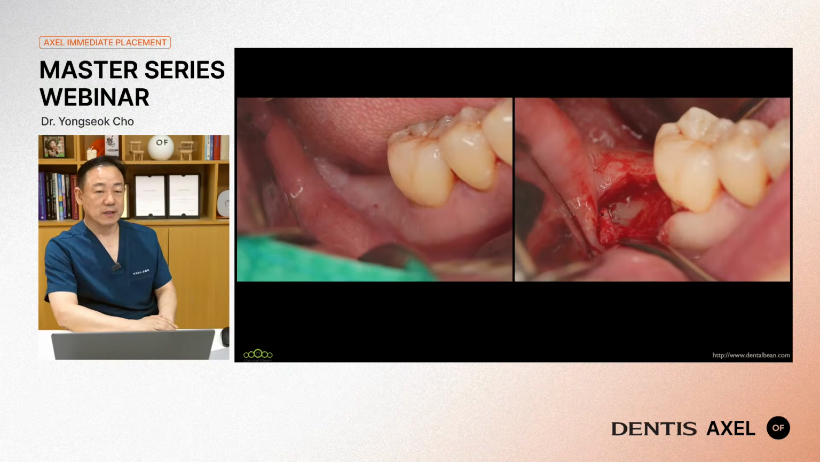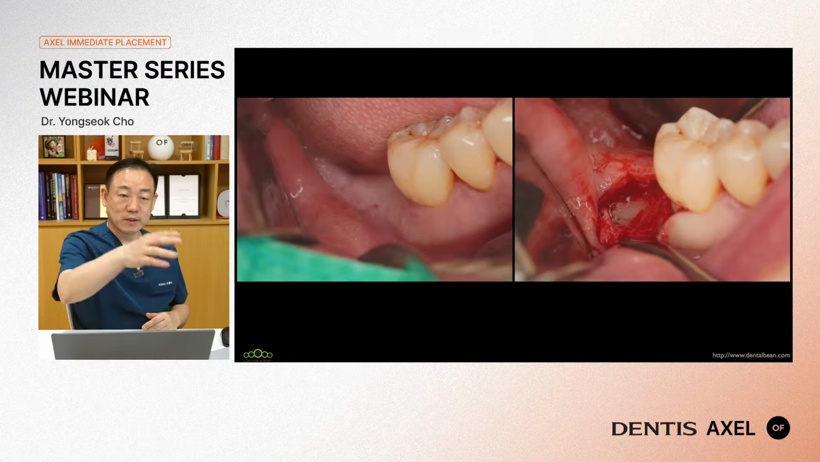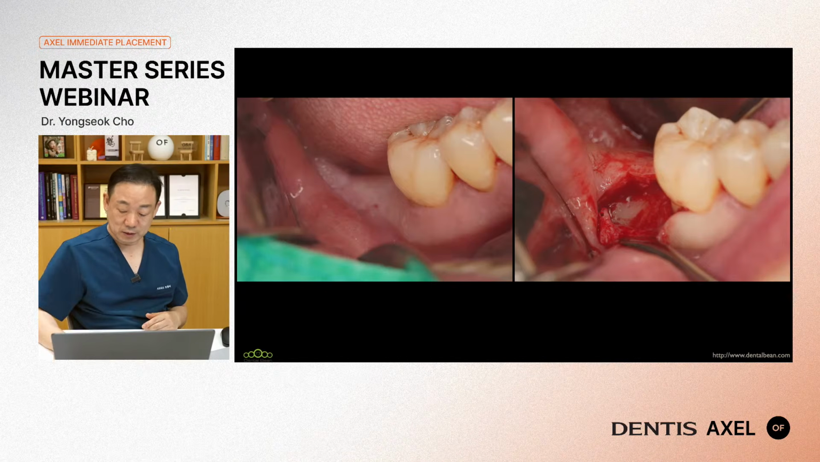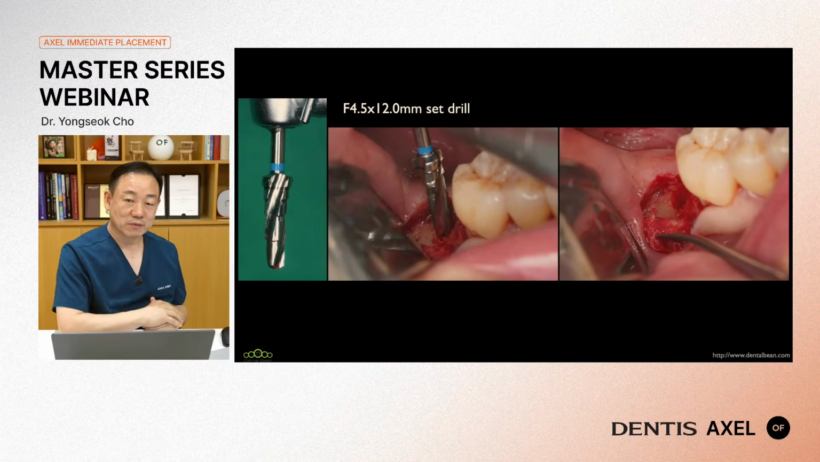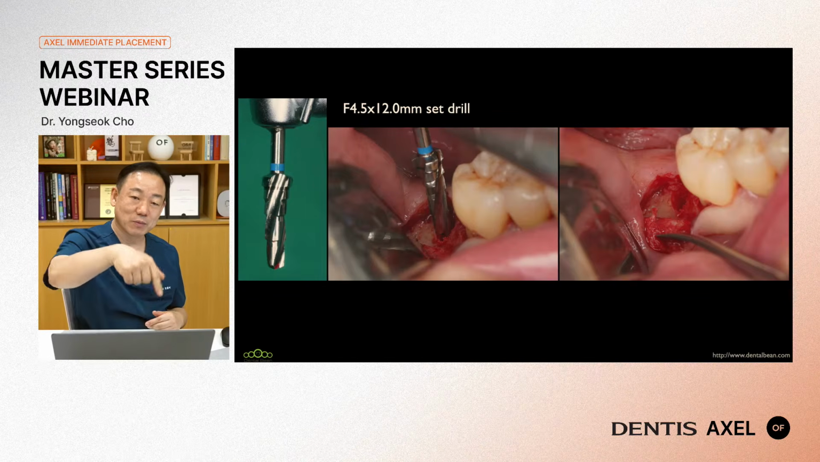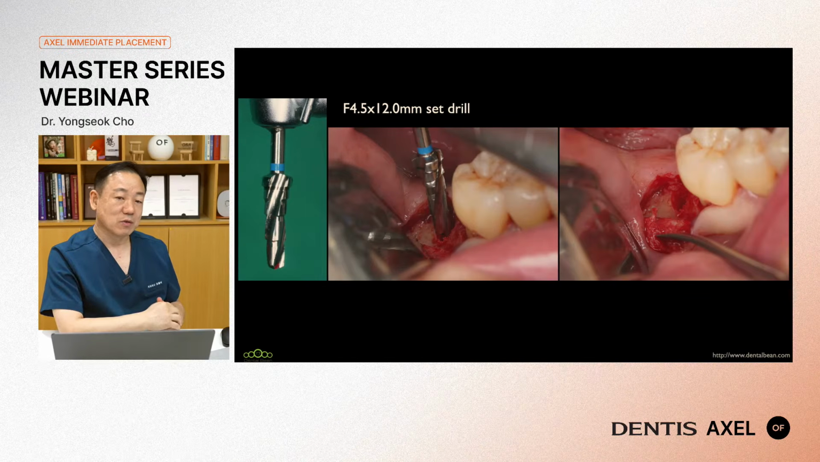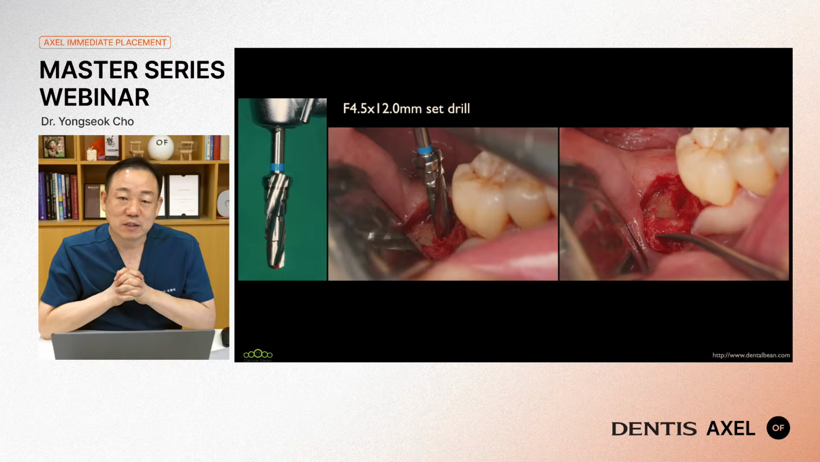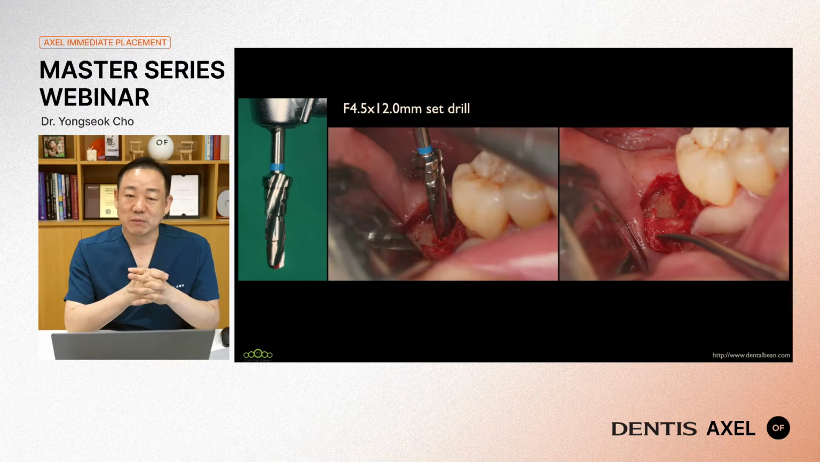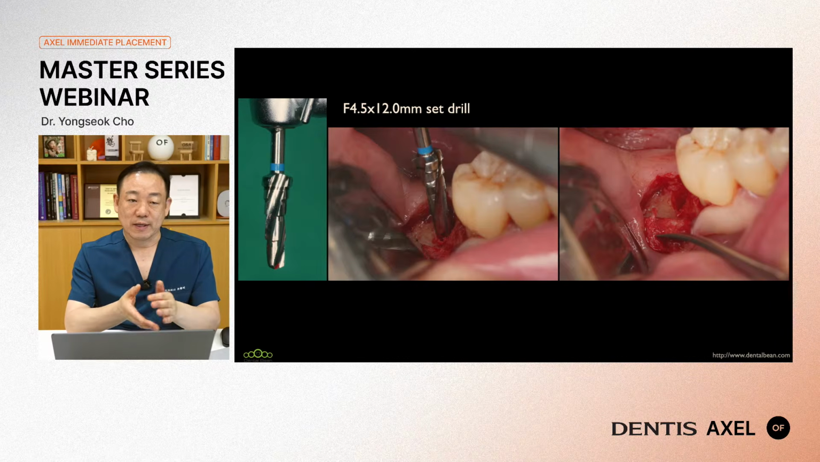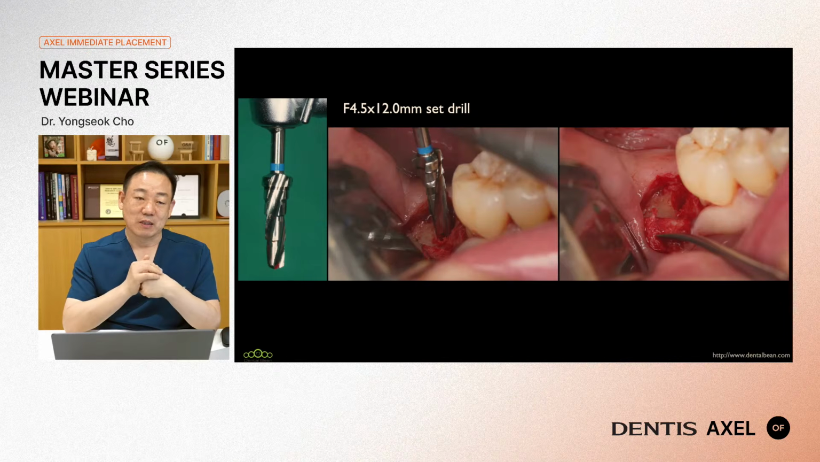Okay, like this. Envelope flap elevation was done, and about 5 mm distal from the gingival marginal ridge of number 6, I selected the entry point and prepped the osteotomy. It was normal bone density, so I used the drill as normal. Final was F4.5 by 12 mm set drill. One more thing I want to tell you is the length of the drill, especially at the mandibular last molar site.